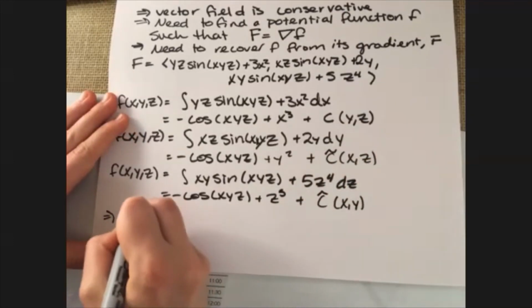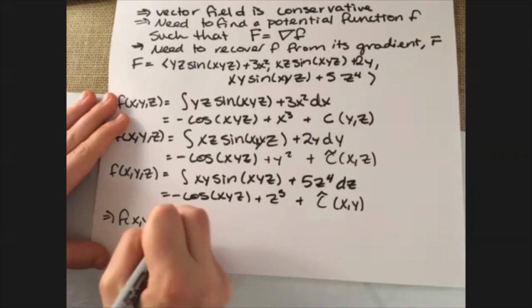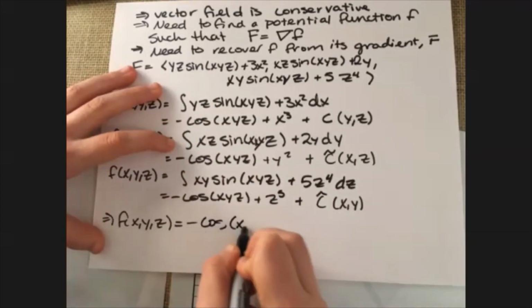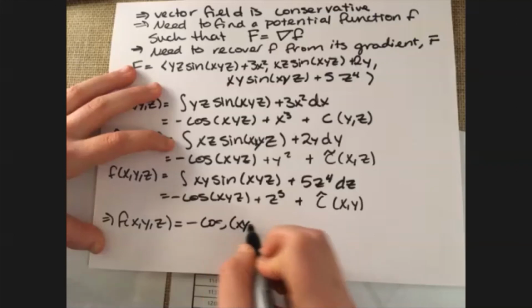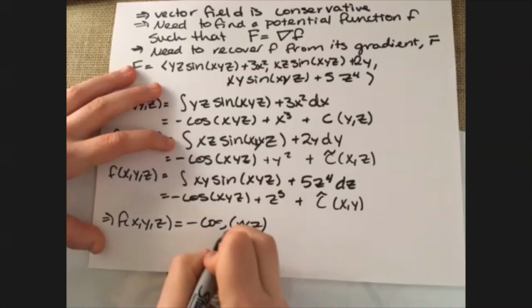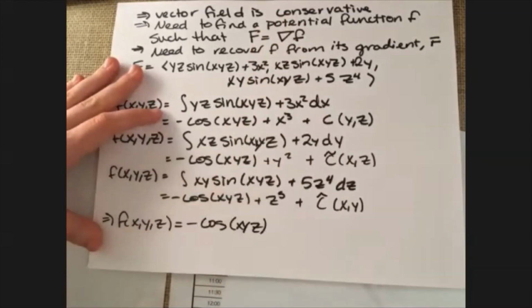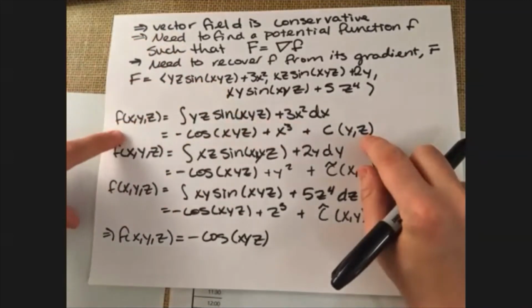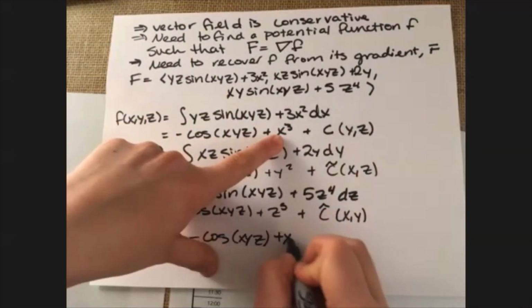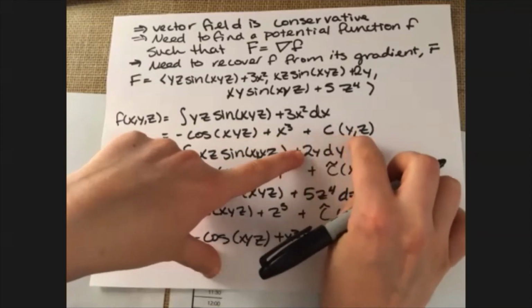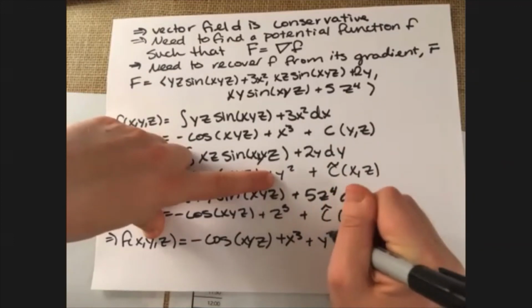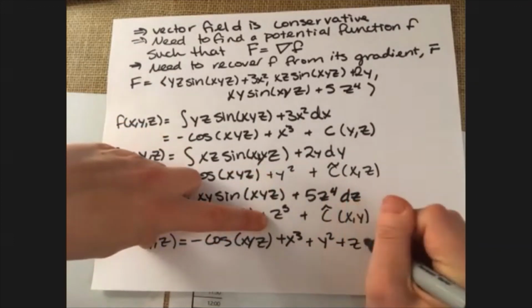So putting all this information together, I noticed that they all have that negative cosine xyz in common. So that's definitely going in there. It only goes in there once. We're not just simply adding everything together. But then we see, okay, we have this plus x cubed here. And then this allows for some unknown function in terms of y and z. And that's where the y squared and the z to the 5th come in.